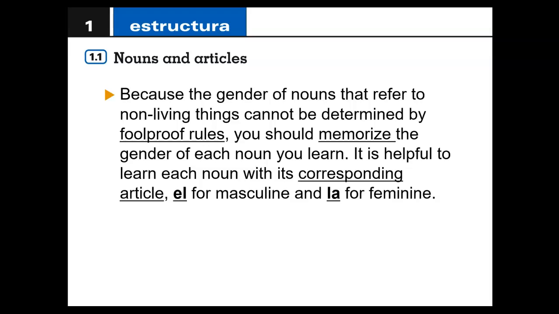Okay, so make sure you guys are studying your vocab. You guys will hear me say that a lot. Study your vocab.